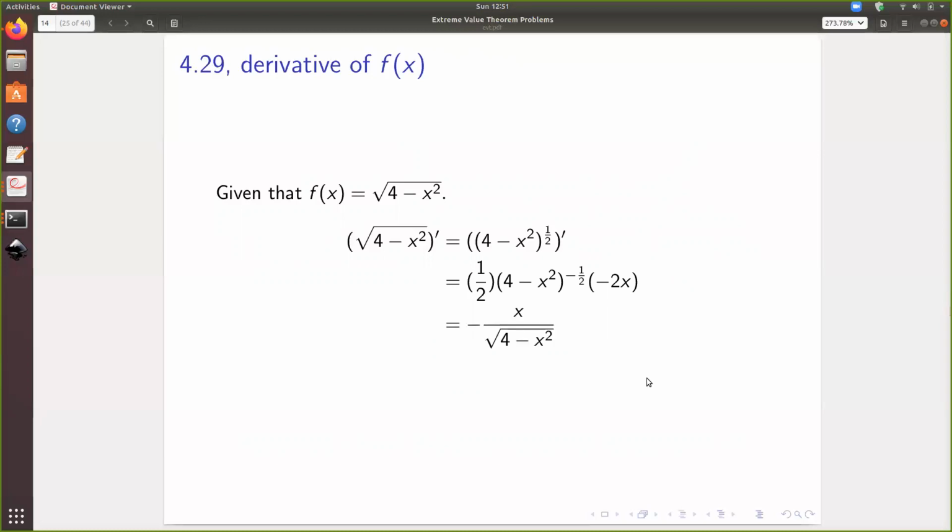Then I did some simplification. The 1/2 and the 2 cancel out. Then we keep the negative. We are going to move the x into the numerator. And then I have (4 minus x squared) to the negative 1/2, which is going to be 1 over (4 minus x squared) to the 1/2, which is 1 over the square root of 4 minus x squared. And I'm going to put that in the denominator.